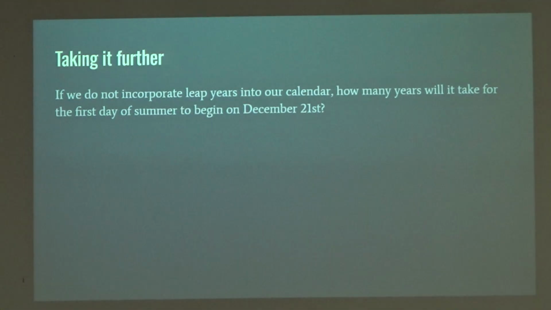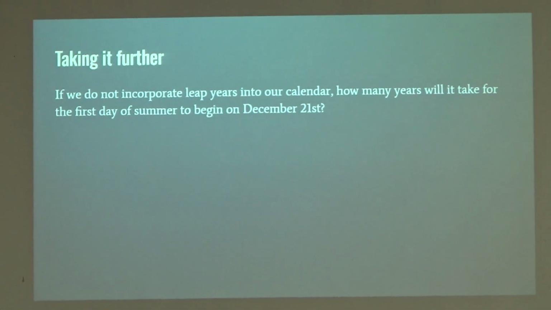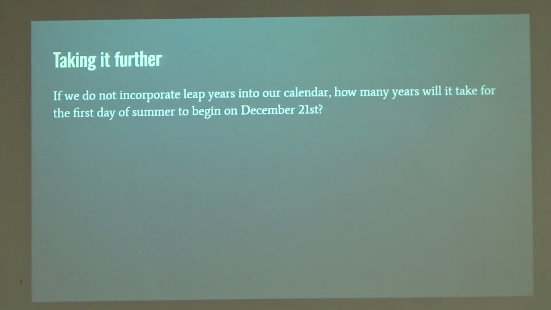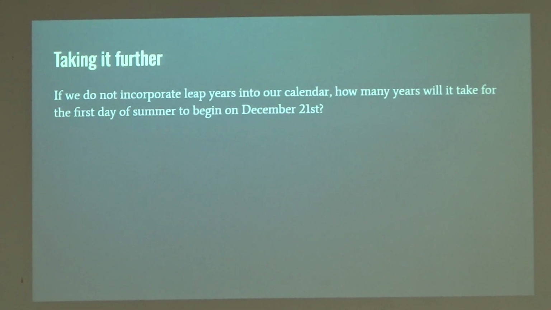So kind of an extension of this, a little trickier. If we just stopped having leap years right now, how many years will it take for the first day of summer to begin on December 21st? Given that the first day of summer right now is June 21st.